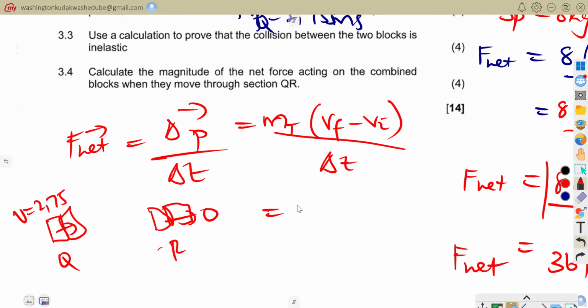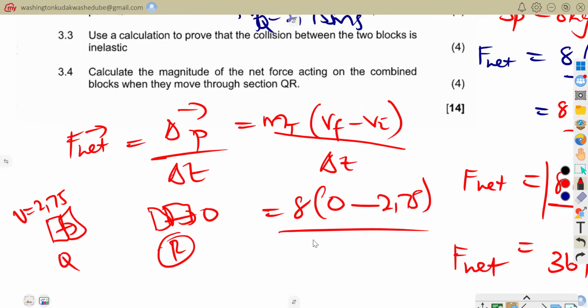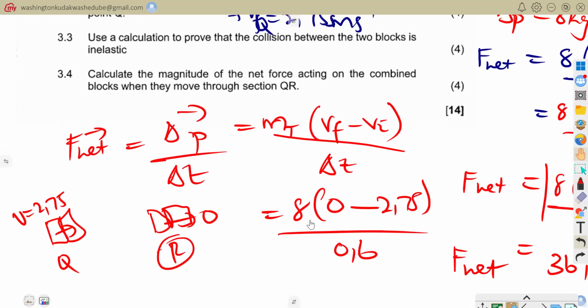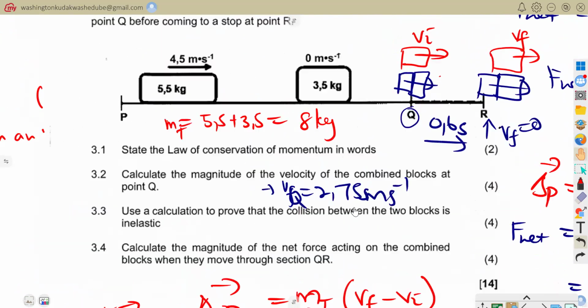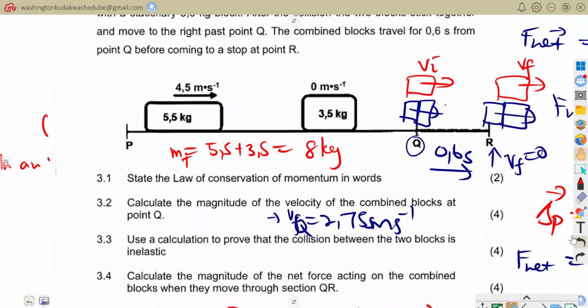I've inputted their total mass to be 8, final velocity is 0 because they come to rest at R, minus 2.75, divided by 0.6. And then you get your final answer there. That is what you would be expected to do. That is actually questions to do with momentum and impulse and collisions.